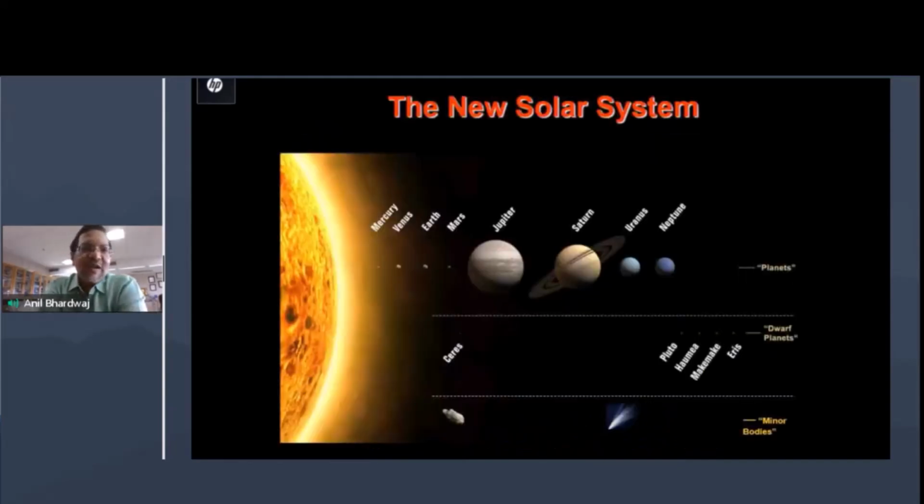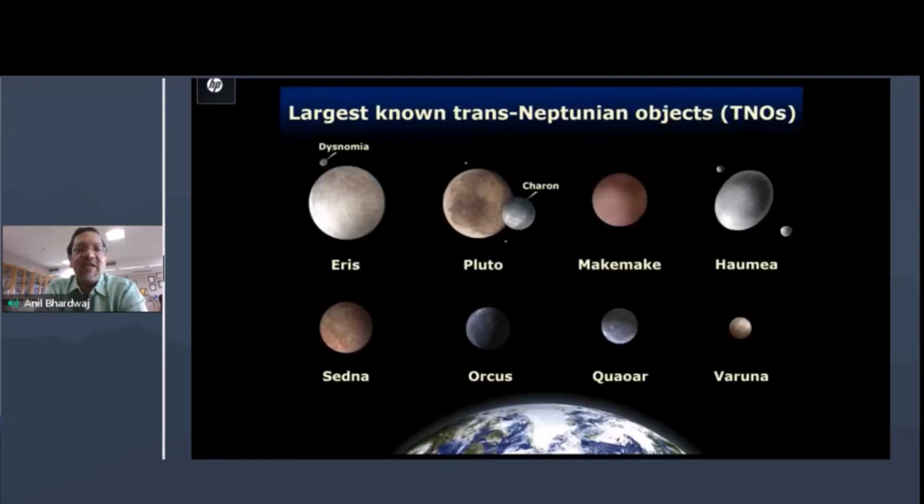So this is what we call the new solar system, where we have 8 planets: Mercury, Venus, Earth, and Mars, which are called terrestrial or inner planets. And then Jupiter, Saturn, Uranus, and Neptune are called giant planets or outer planets. Of course, in addition to this, we have many other objects in our solar system like asteroids, comets, and even objects or planets beyond the orbit of Pluto, called Haumea, Makemake, Eris, which you see better in the next slide over here.